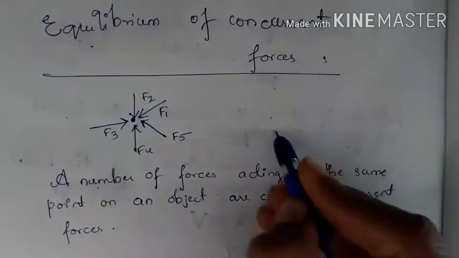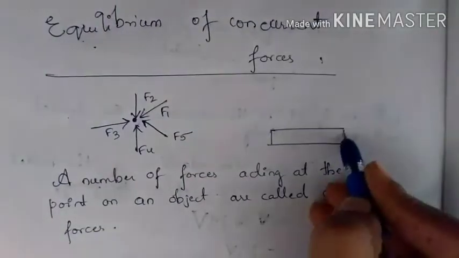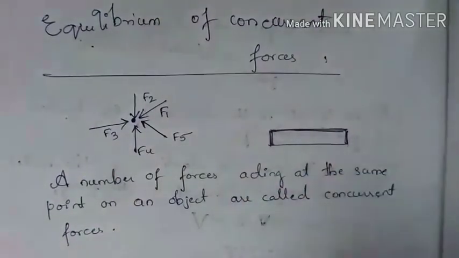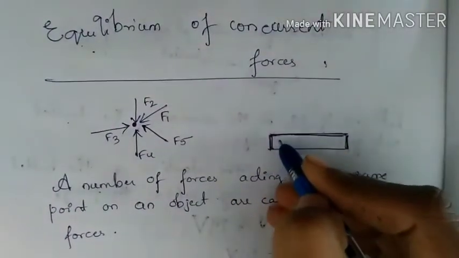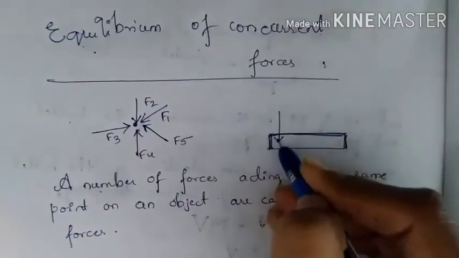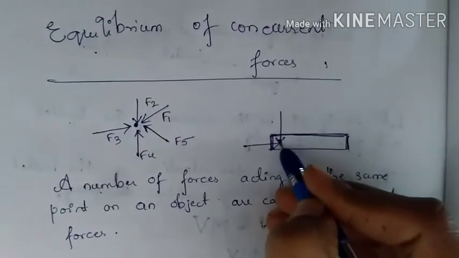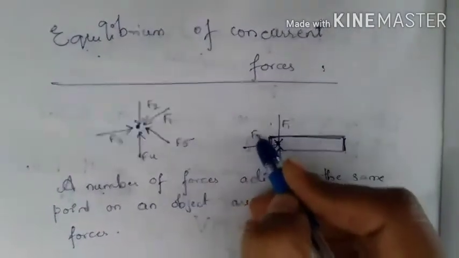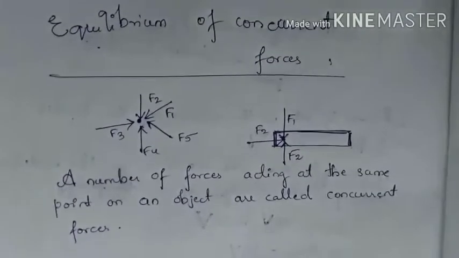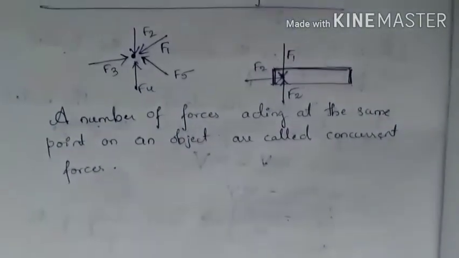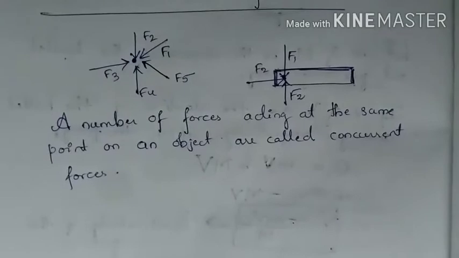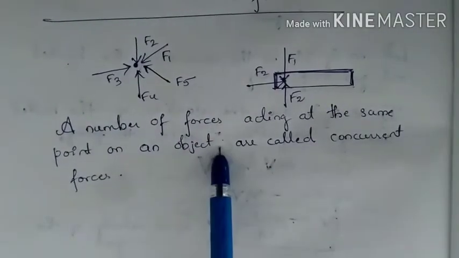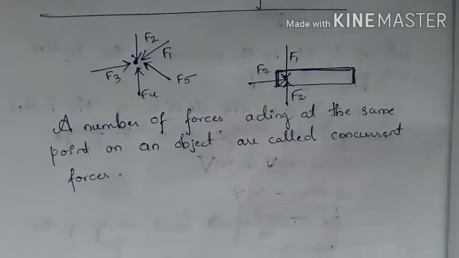So let's suppose you have kept a book here. On this book, let's suppose on this point, there are 3 forces acting in this direction. Then these 3 forces are again called what? Concurrent forces. A number of forces acting at the same point on an object are called concurrent forces.